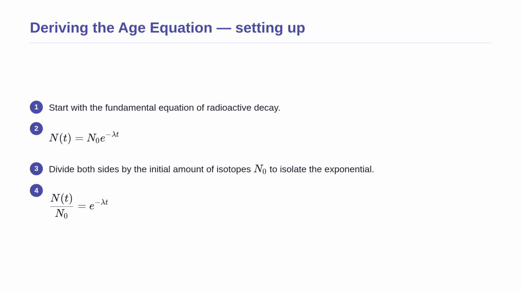Now that we have successfully used the age equation, let us understand where it actually comes from. We start with the fundamental equation of radioactive decay, which states that the remaining isotopes, N of t, equals the initial isotopes, N0, multiplied by e raised to the power of negative lambda times t. Here, e is the base of the natural logarithm, approximately 2.718. To isolate time, our first mathematical step is to divide both sides by N0. This gives us the ratio of remaining to initial isotopes on the left side.